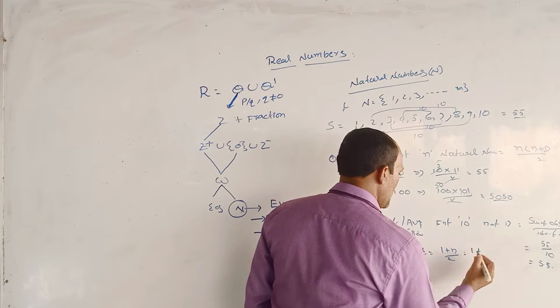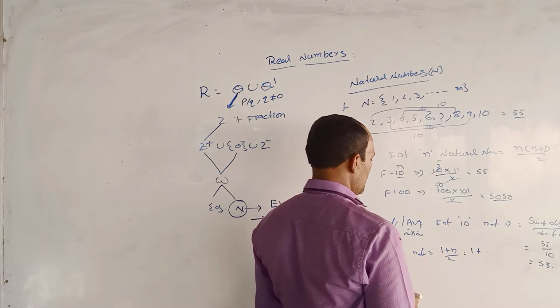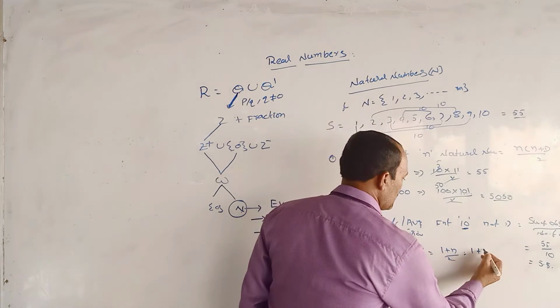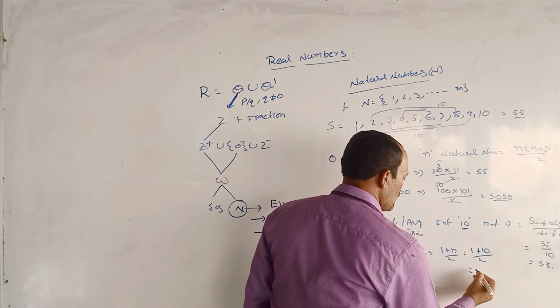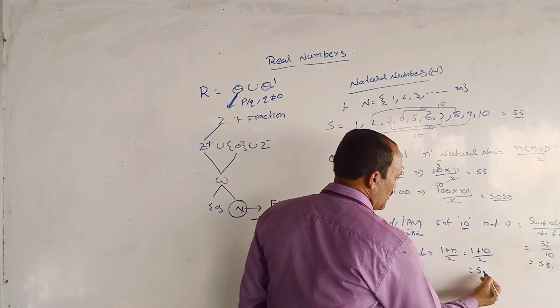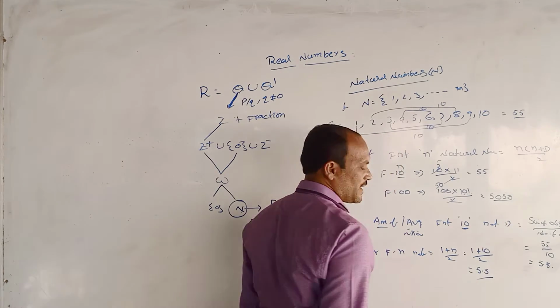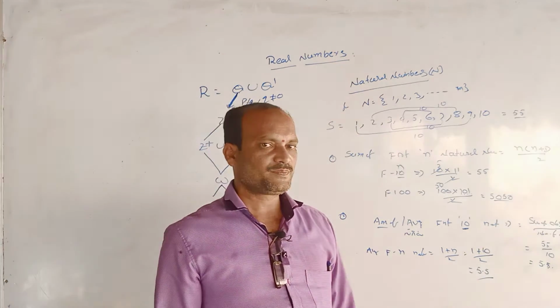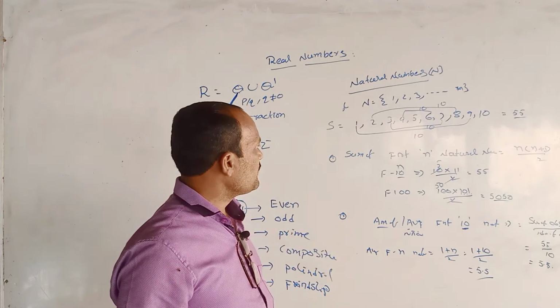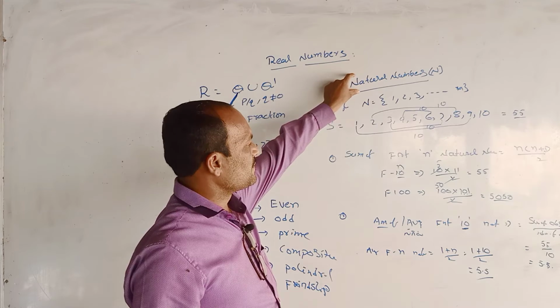1 plus what is the n in this formula, in this problem? What is the n? 10. So (1 plus 10) by 2. Half of 10 is 5, half of 1 is 0.5. So 10.5. This is the sum and average of the natural numbers.